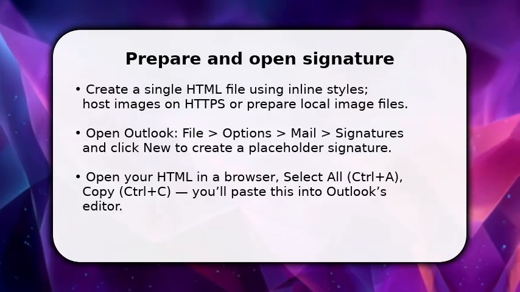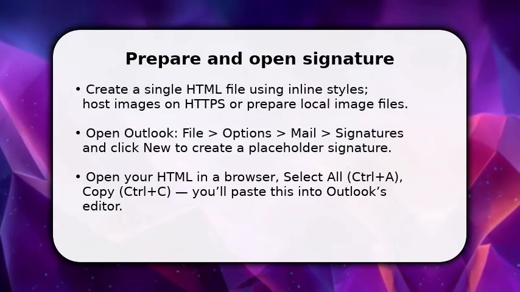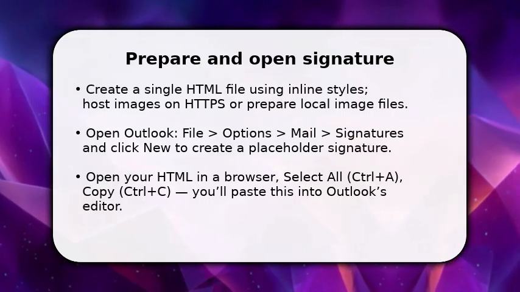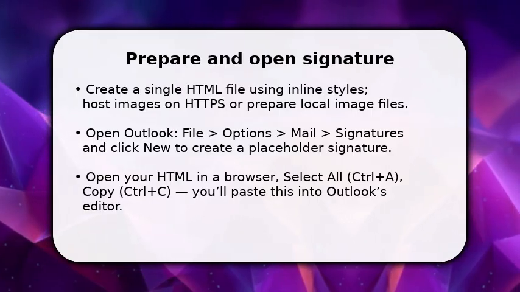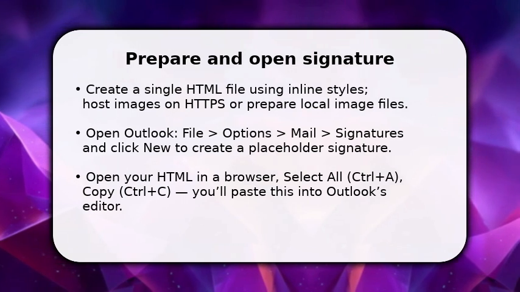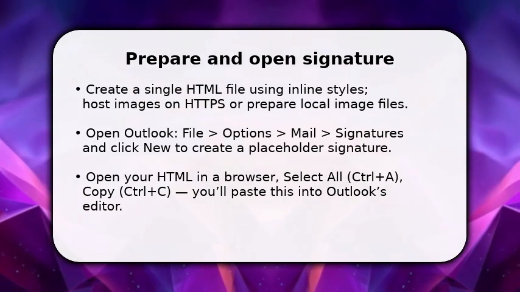Once done, open Outlook, go to File, Options, Mail, Signatures, and create a new signature placeholder so Outlook allocates the right files. Next, open your HTML in a browser, select Everything and copy. This step moves formatted content into Outlook's editor. It preserves layout and links better than reconstructing the design inside the editor.